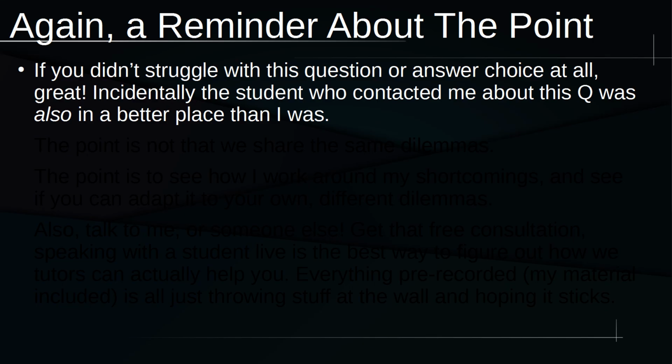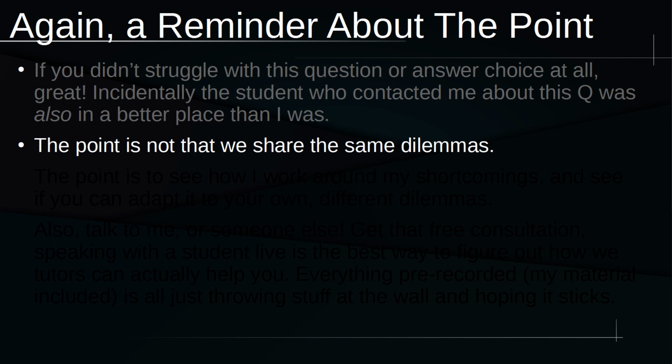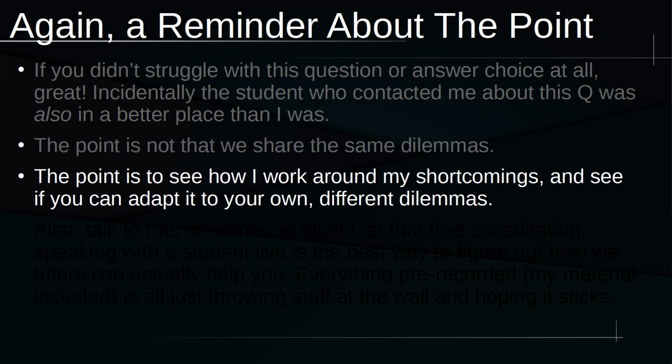And again, just to round things out, I do want to remind you about the point of all of this. If you didn't struggle with this question or answer choice at all, great. Unironically, great. Incidentally, the student who contacted me about this question was also in a better place than I was. They had managed to get it down to like A and E basically, without the same dilemma and needing to do all the P versus P plus hoops that I had to jump through. But again, the point is not that we share the same dilemmas. The point is to see how I work around my shortcomings and my challenges, and see if you can adapt it to your own different dilemmas.